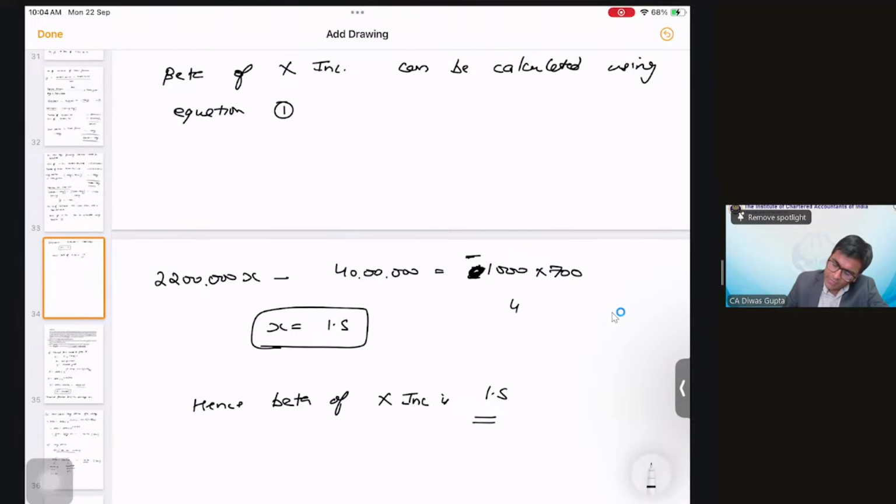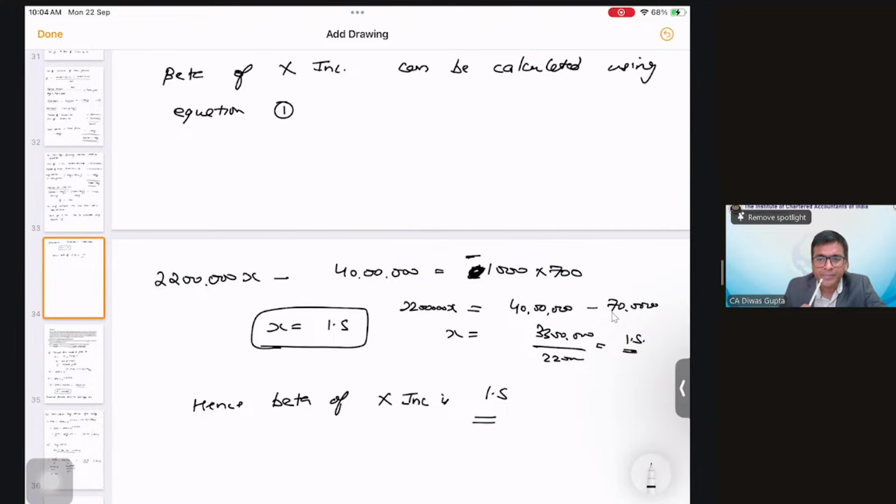So this will be 40 lakhs minus 7 lakhs, right? Is equal to 22 lakh x. The way we will solve this, x will be 33 lakh divided by 22 lakh. So x is 1.5 only. So the answer is correct only.